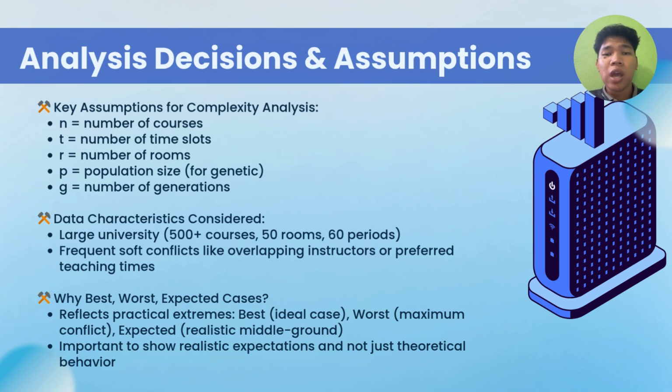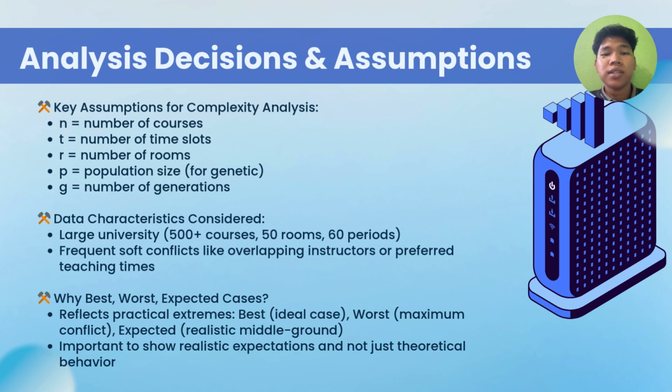To begin with, we had to define the variables that would help us analyze the performance of each algorithm. These variables reflect the typical components involved in class scheduling. First, we assume N to be the number of courses that need to be scheduled. This is usually a large number in most universities. For example, in our case, we assume more than 500 courses in total.